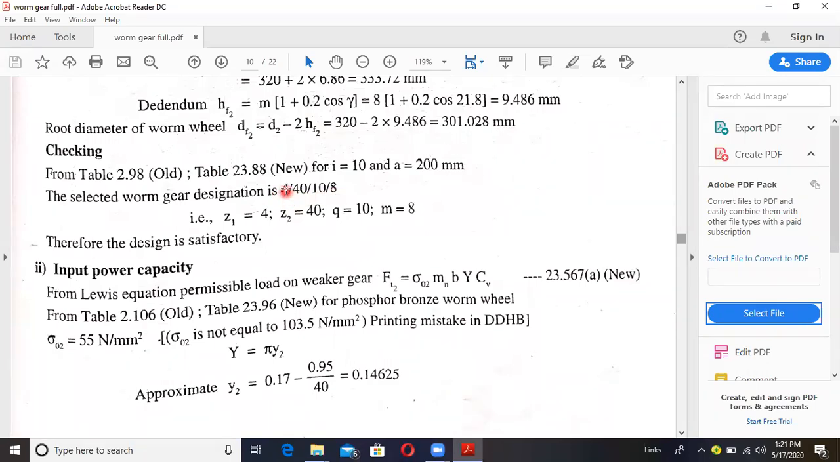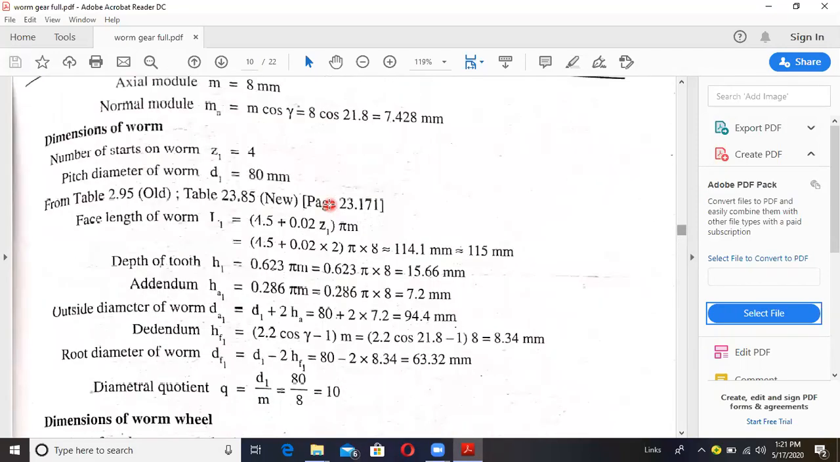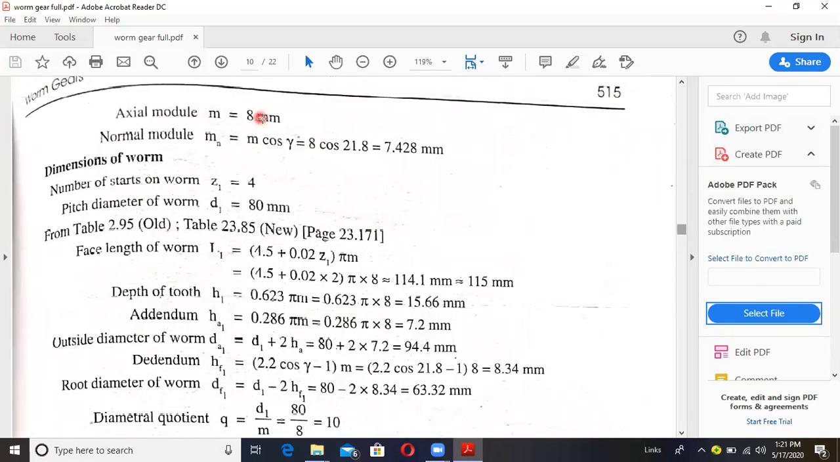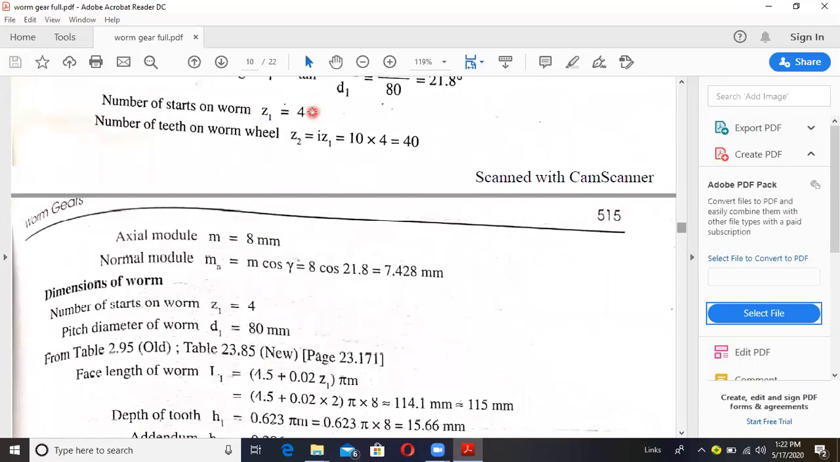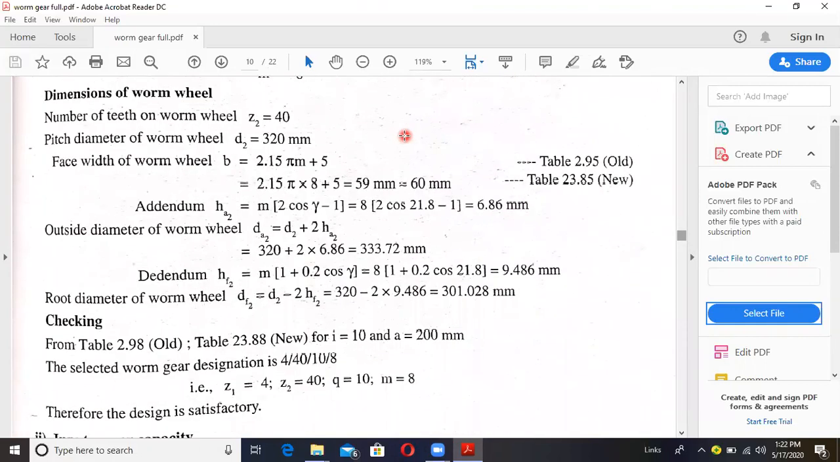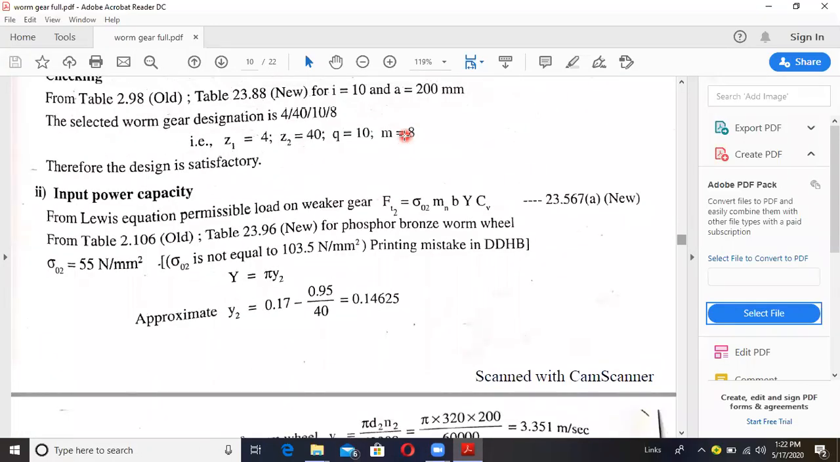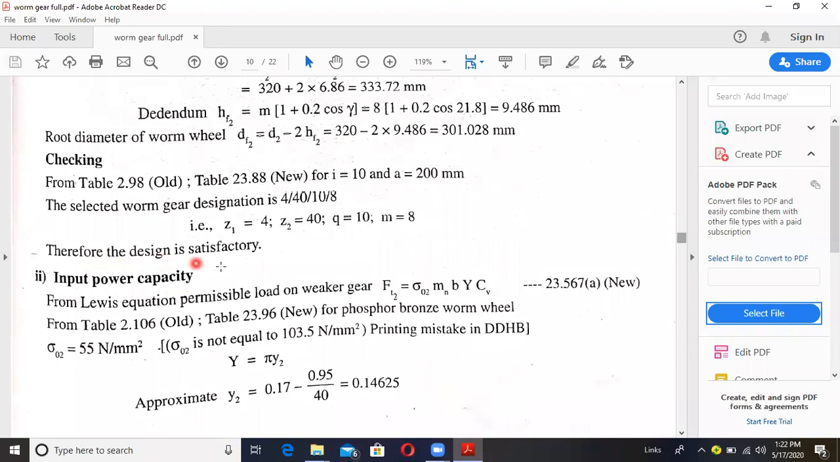In this, the first term is always Z1, the second term is Z2, the third term is Q, and the fourth term is the module. Whatever you get from the table is the same as what you have calculated. You calculated M is equal to 8, Z1 is equal to 4, Z2 is equal to 40. Therefore, the design is satisfactory. We have to check that, and write: therefore the design is satisfactory.